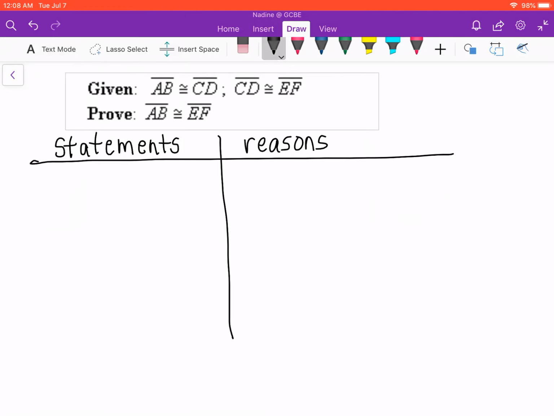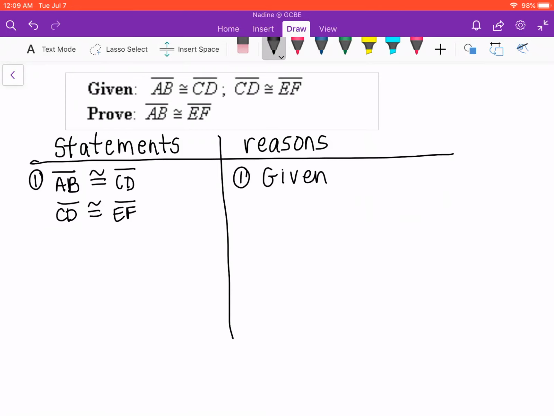Okay, so remember, first thing you do is always start off with the givens. So segment AB is congruent to segment CD, and then also segment CD is congruent to segment EF. Okay, we can state that because it's given to us.